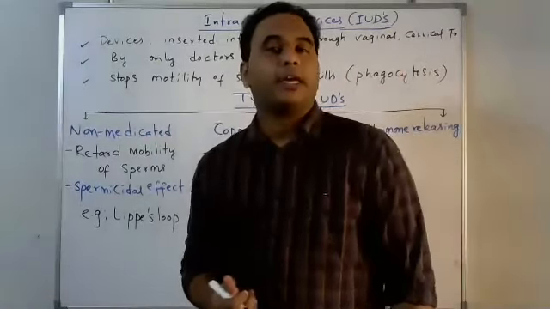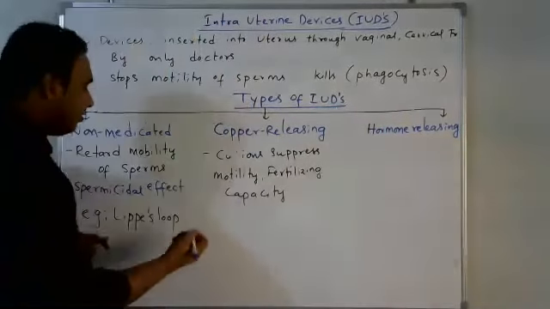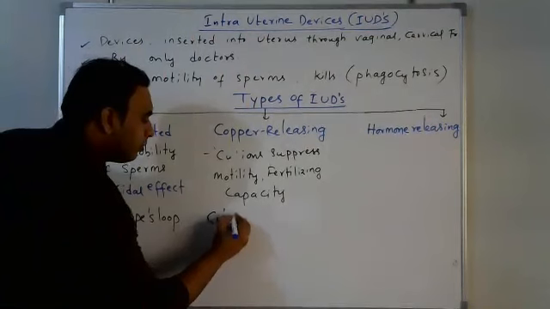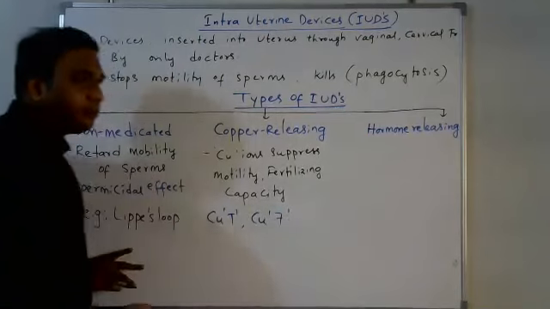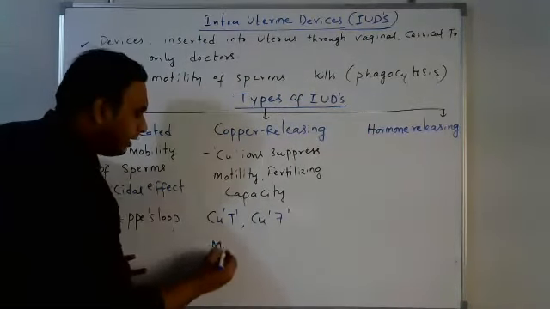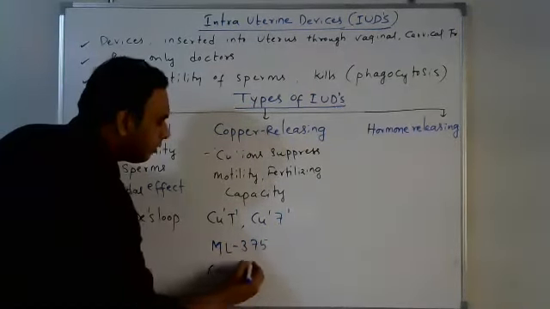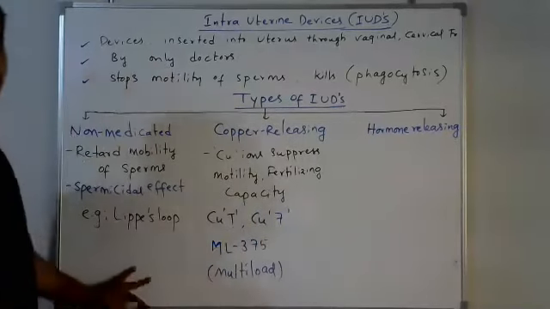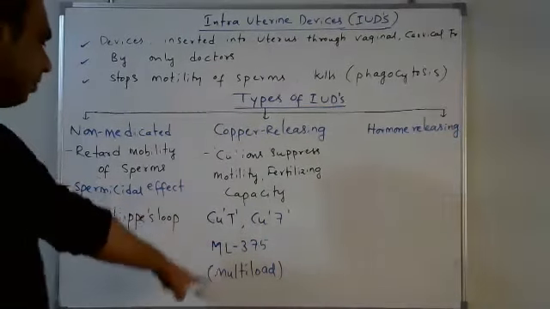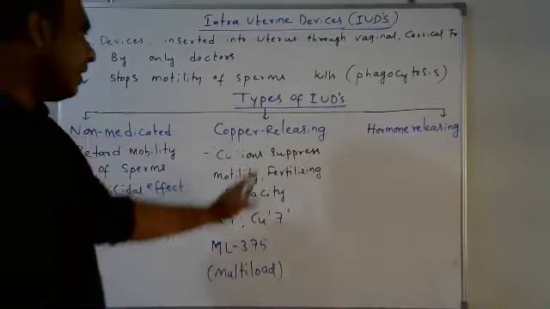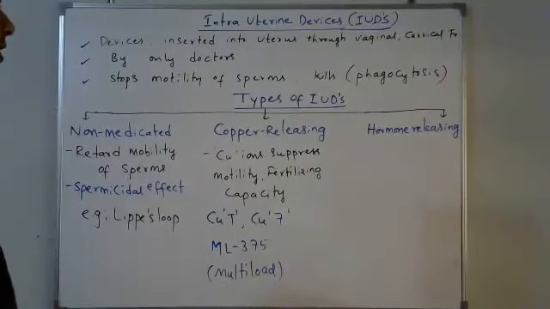Examples of the copper releasing IUDs are CuT, Cu7, and multiload 375. ML stands for multi-load. These are the examples of copper releasing IUDs.